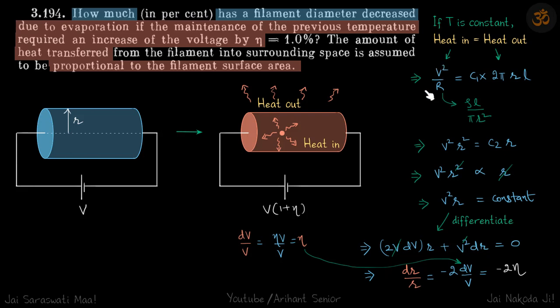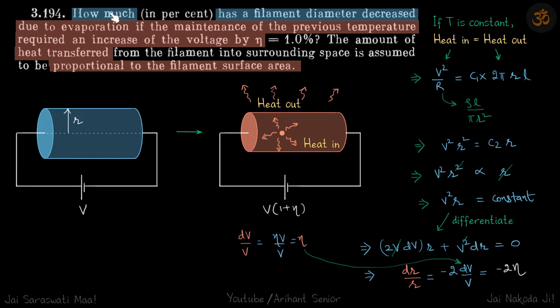So if this decreases more, you have to increase the voltage a little bit so that these two quantities can be same. And why do we need these two quantities same? So that the temperature can be constant. Because when temperature is constant, heat in is equal to heat out. So heat generated inside the filament because of the battery is equal to heat out, which is heat escaping the filament.